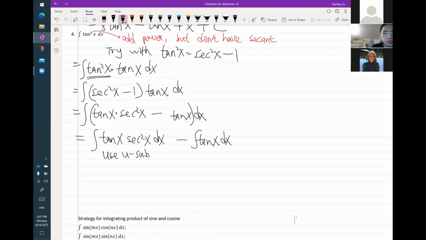So the u substitution here, we can let u equals tangent x, du equals secant square x dx. Again, that's really nice because we have the secant square x dx there. So the first integral becomes integrating u du. I'm pretty sure all of you can integrate that part. How about the next one? How do we integrate tangent x dx?